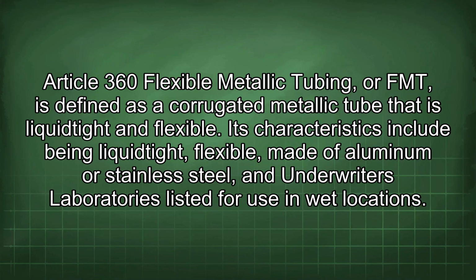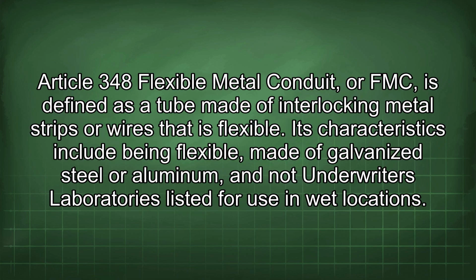Article 360 Flexible Metallic Tubing, or FMT, is defined as a corrugated metallic tube that is liquid-tight and flexible. Its characteristics include being liquid-tight, flexible, made of aluminum or stainless steel, and Underwriters Laboratories listed for use in wet locations.